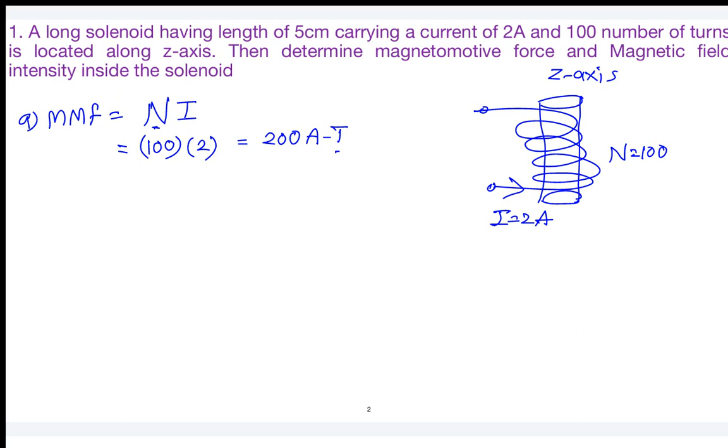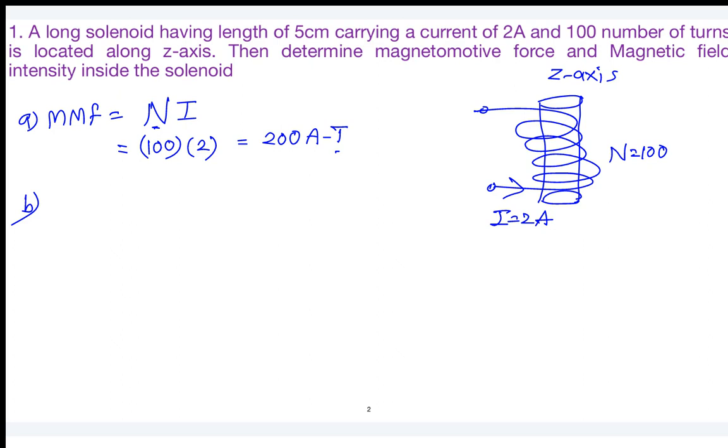And what will be the magnetic field intensity inside the solenoid? So what is the formula given? Can anybody say? In case of a solenoid, what is the magnetic field intensity? Good, NI by L, very good.